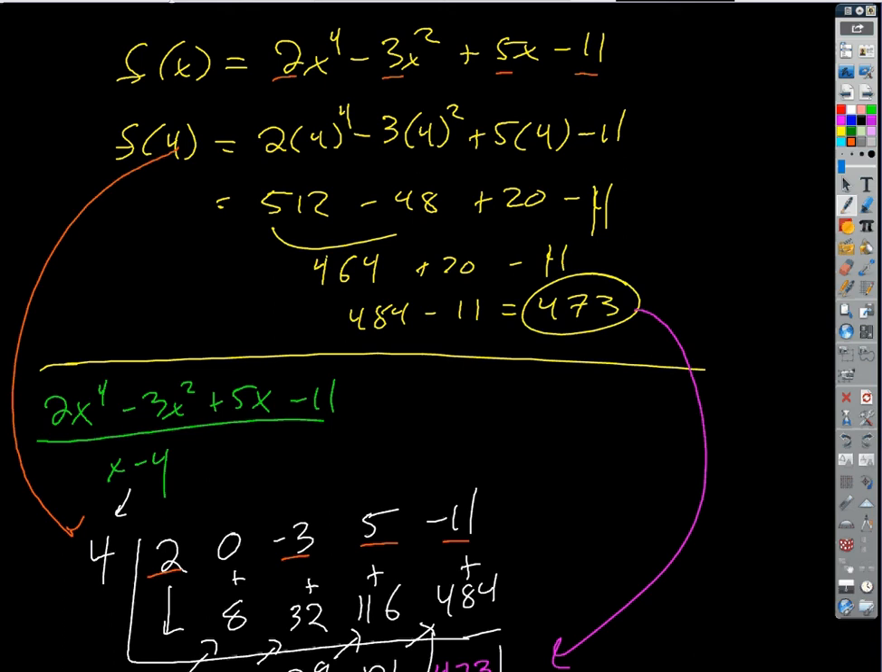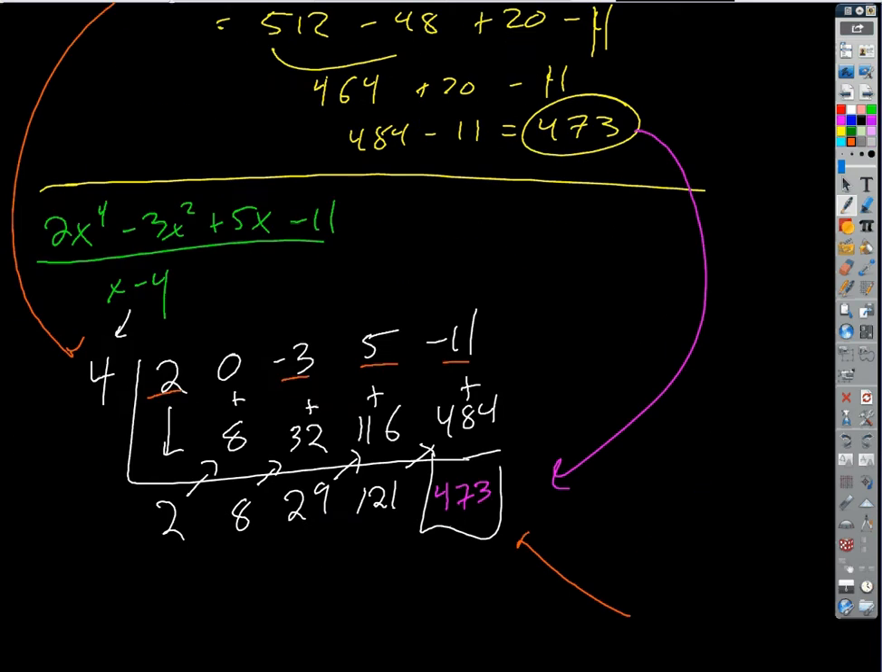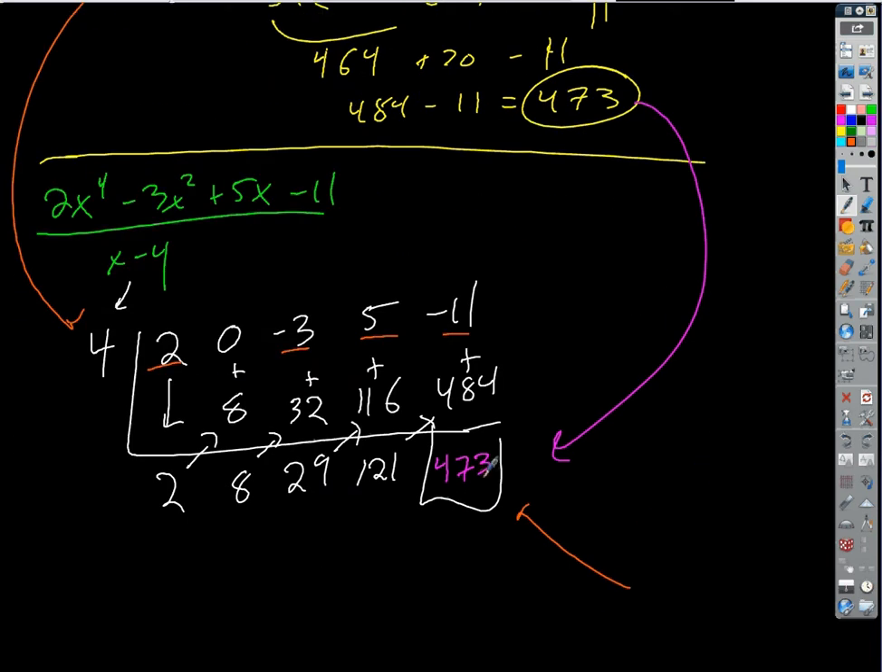That synthetic bracket works for doing synthetic division, or we can do what's called synthetic substitution, where if I want to just plug in a value of x, I plug it in, and the value of the function at 4 is just going to be whatever's in the box. Okay? All right, so that's the new stuff for today.